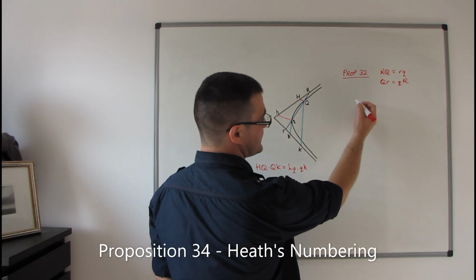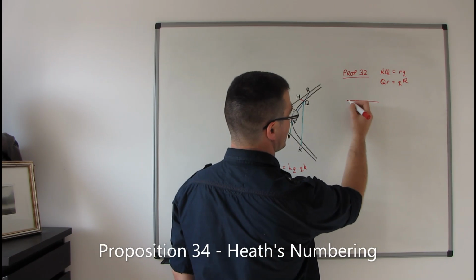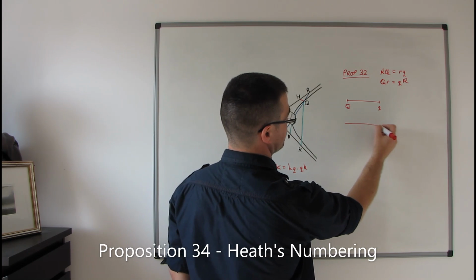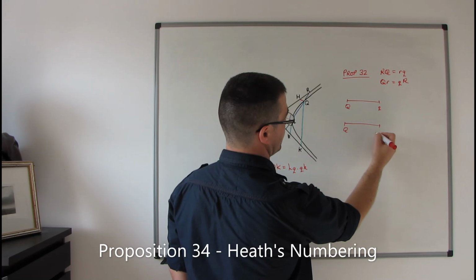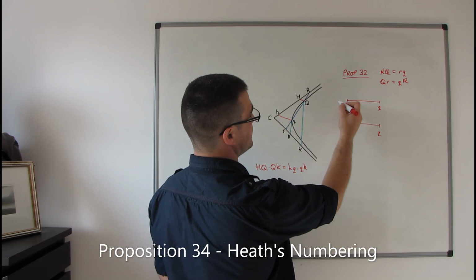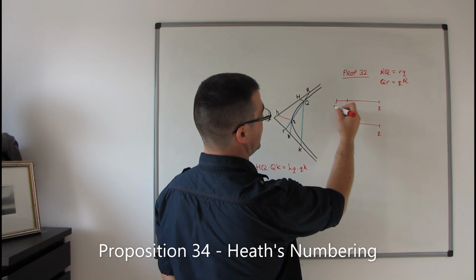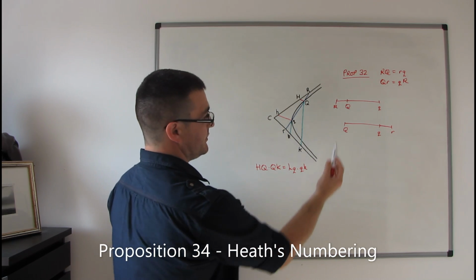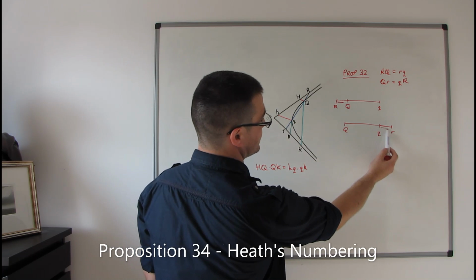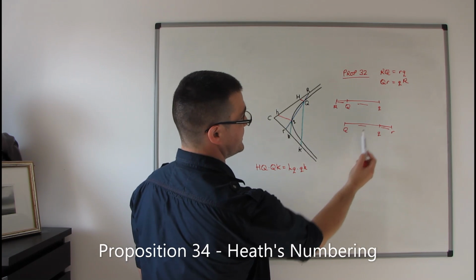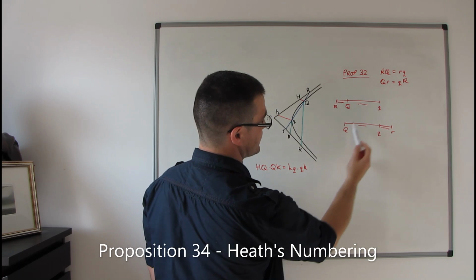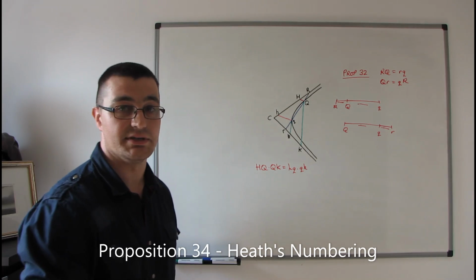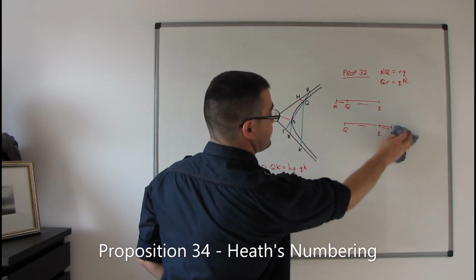So this is fairly easy to see. If I draw two copies, for example, of QQ, and if I add to one of them RQ, then add to the other one QR, because this is equal to this, and obviously this is equal to this, then the whole thing here is going to be equal to the whole thing here, and hence we get this equality as well between these two magnitudes.